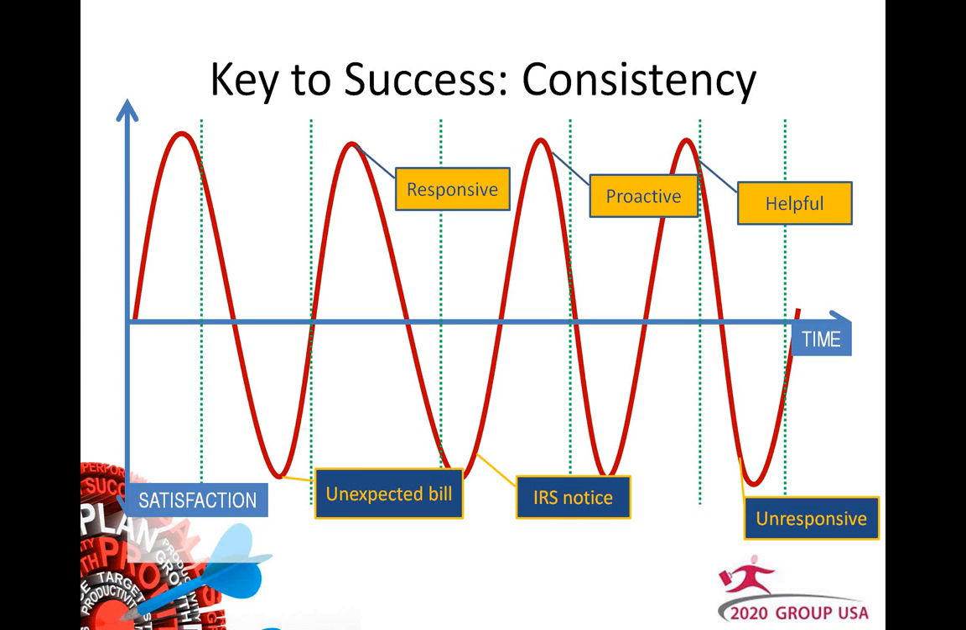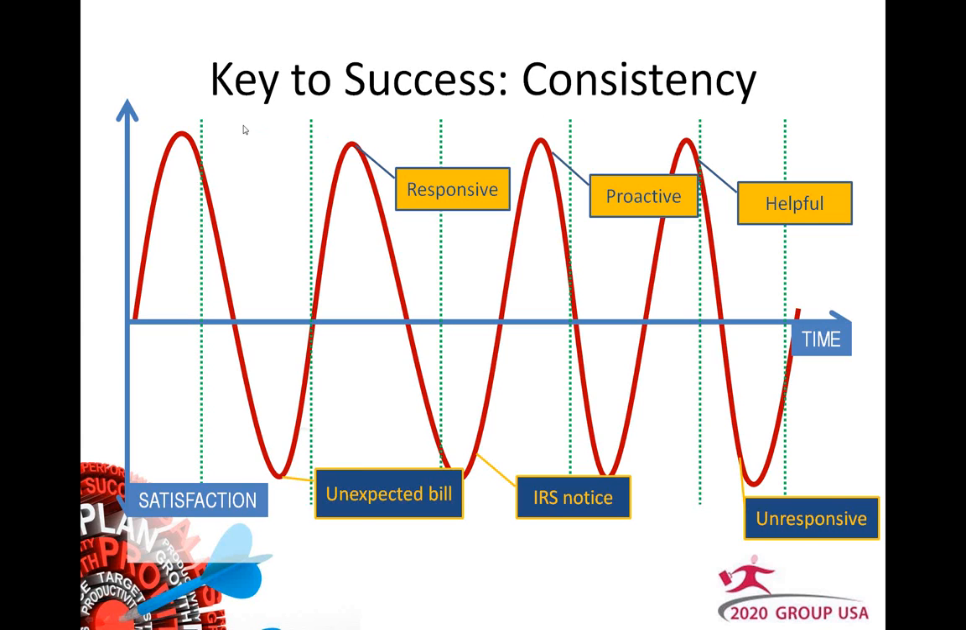So what we want to do in all of our marketing is be second. First is their current CPA, but in second place is us. And the way that we do that is with consistency. So these green lines represent various marketing activities that we want to be doing.